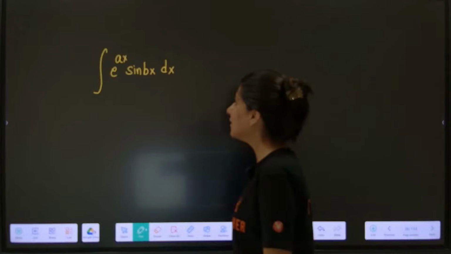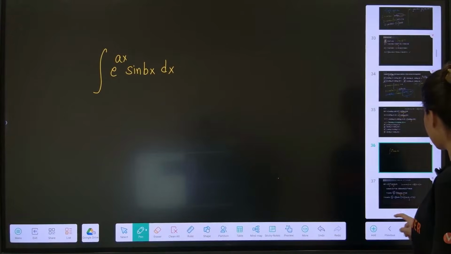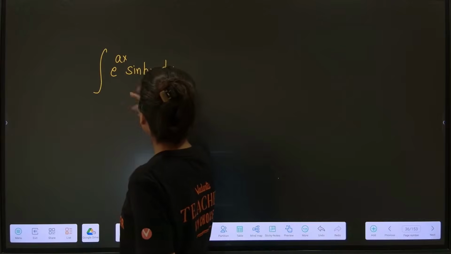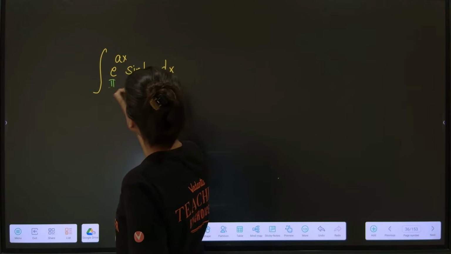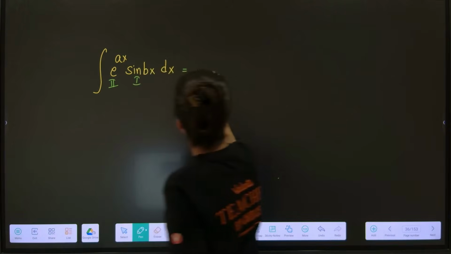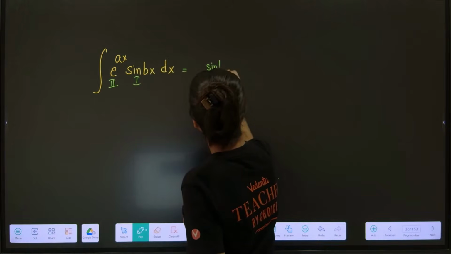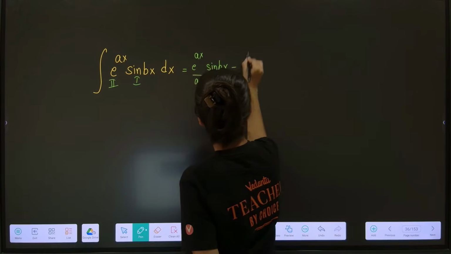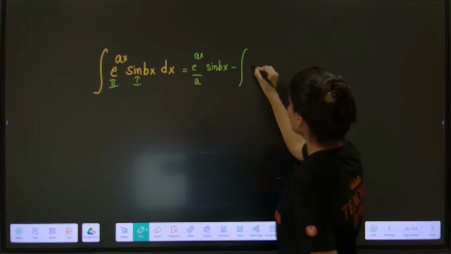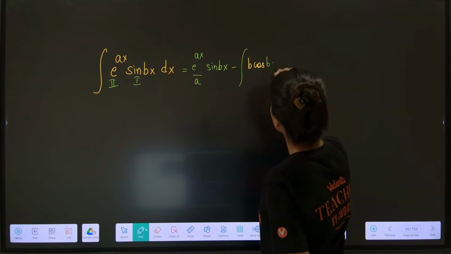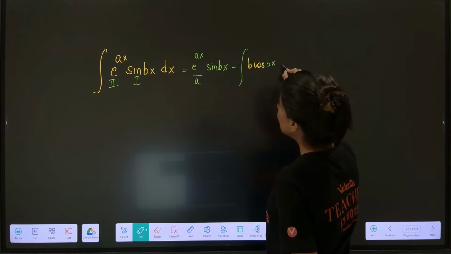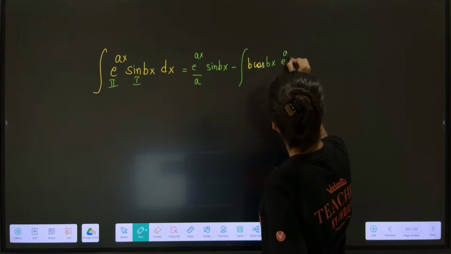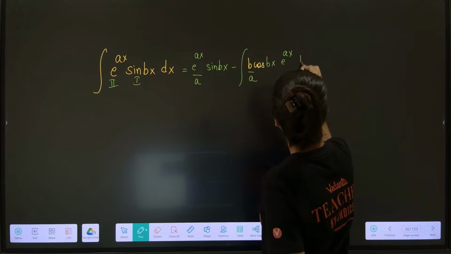Integration of the type e power ax sin bx. Okay. Alright, so let's apply the ILATE rule. It says this is going to be the second function, this is going to be the first function. Sin bx constant, and integration of this, tell me, minus integration of derivative of first function. So b cos bx, and integration of second, so e power ax upon a dx.